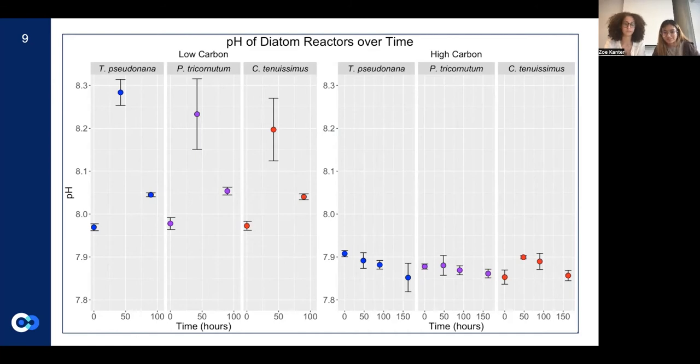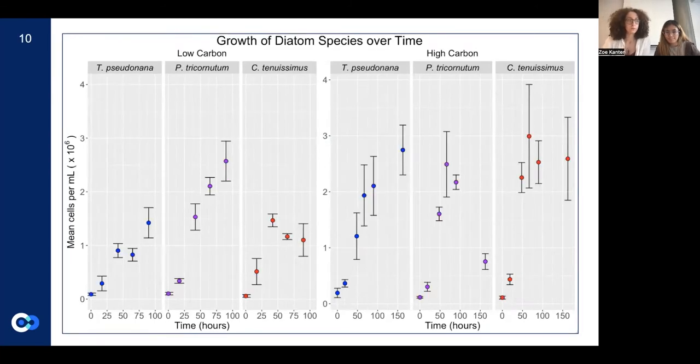Every day while growing the diatoms, we took samples and counted our cells in a hemocytometer in order to calculate an approximate concentration of cells. Then we can make this graph showing the growth curves. We want to compare how the growth curves of the different species change when they go from low carbon to high carbon. When looking at THAPS, we can see that the growth curve in low carbon and the growth curve in high carbon look pretty consistent.